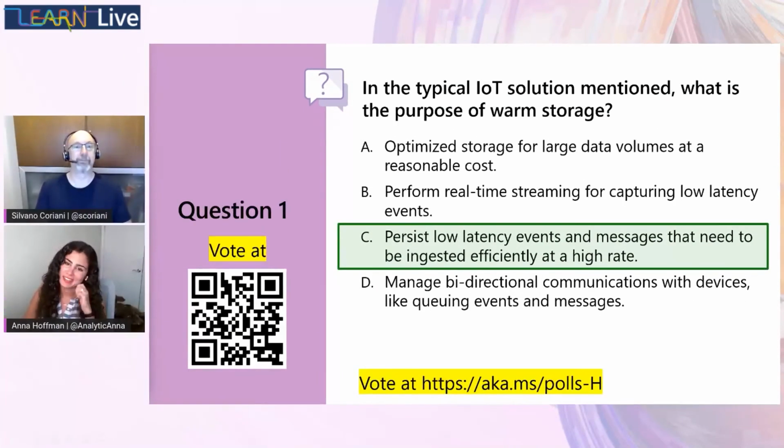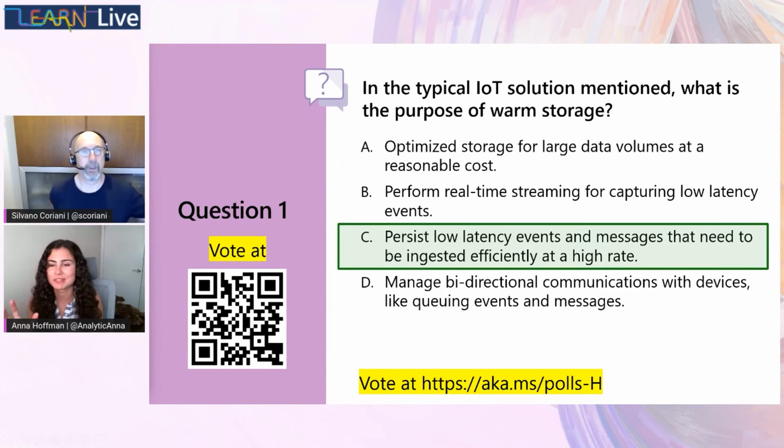Yep, exactly. So the warm storage is to persist those low latency events and messages that need to be ingested at a high rate. And for the warm storage, correct me if I'm wrong, but we're suggesting Azure SQL Database to be the solution for that, right? Correct. That is correct. Awesome. And it looks like about 40% of you got that. So well done. If you didn't get it this time, there are more knowledge checks throughout this, so pay attention.